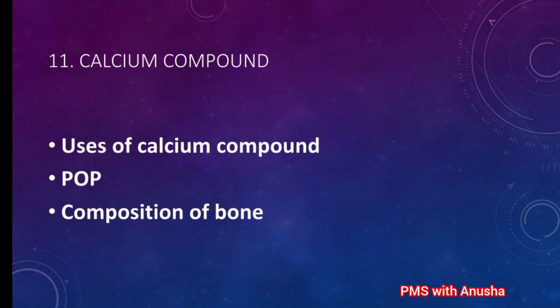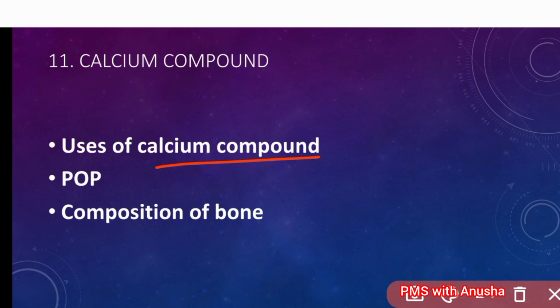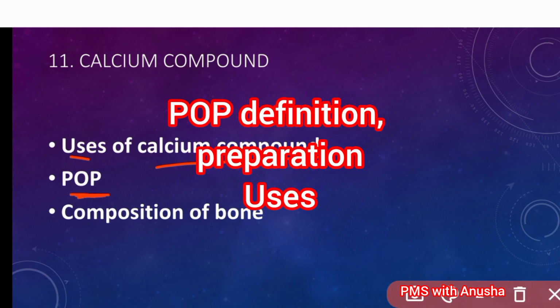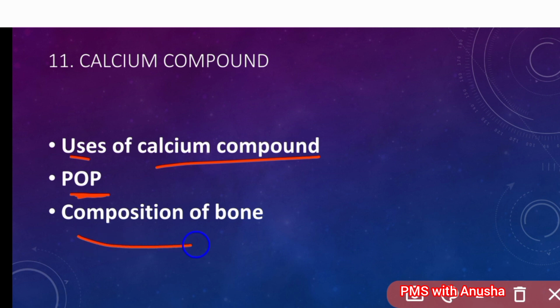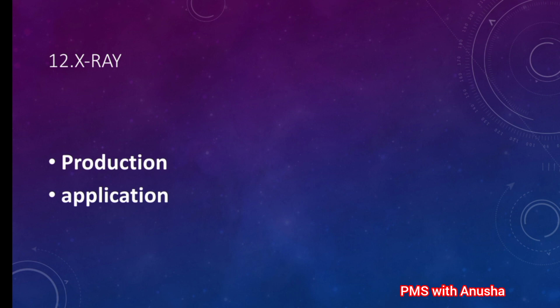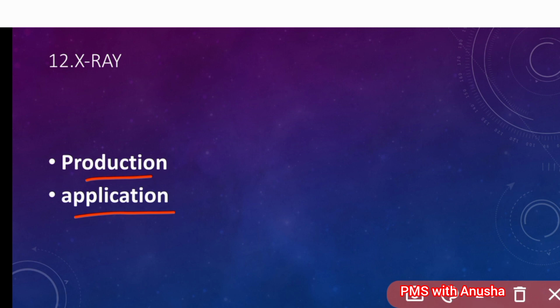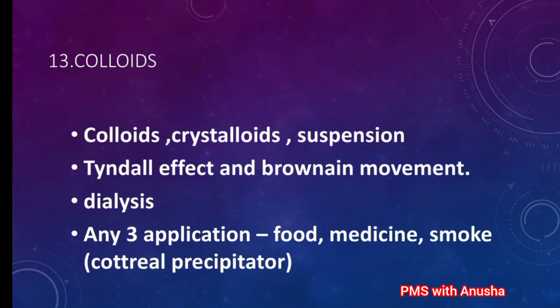Next, calcium compounds unit. In the calcium compounds unit you have to mention uses of calcium compounds, POP, the full form of POP, and its composition, preparation, and so on. And next, composition of bone. You have to explain composition of bone. Next unit, that is X-ray. In the X-ray unit you have to explain production and applications or uses of X-rays.